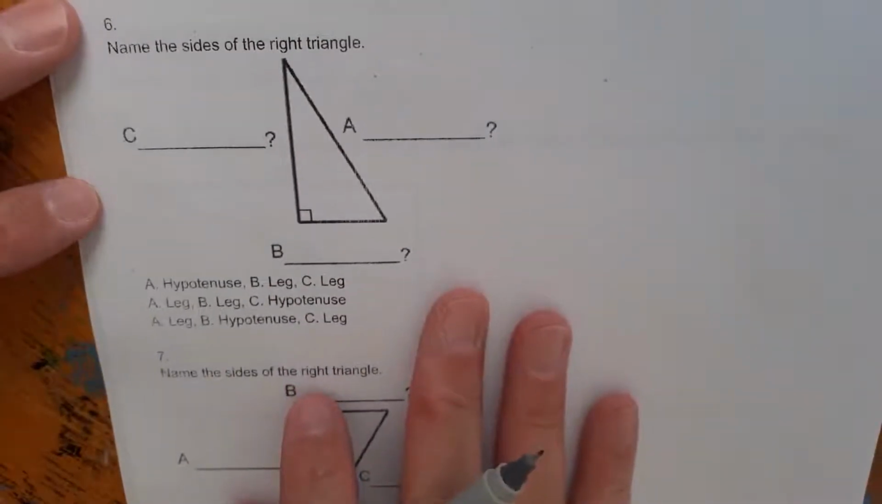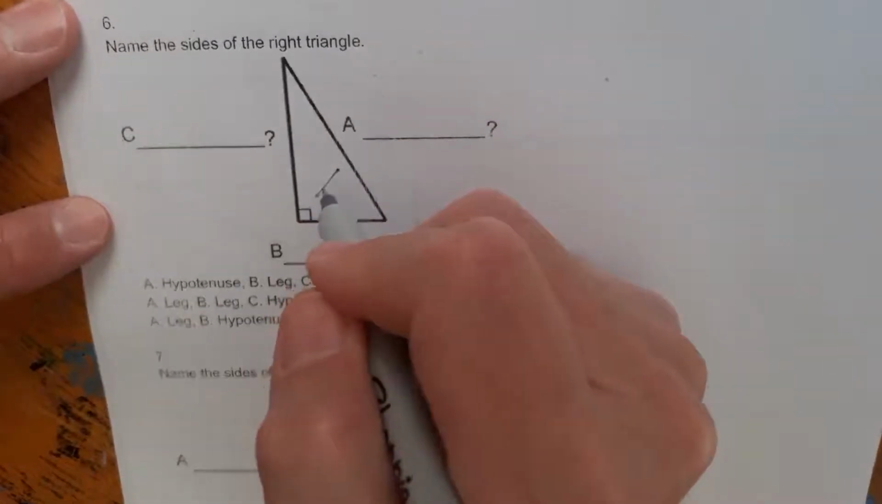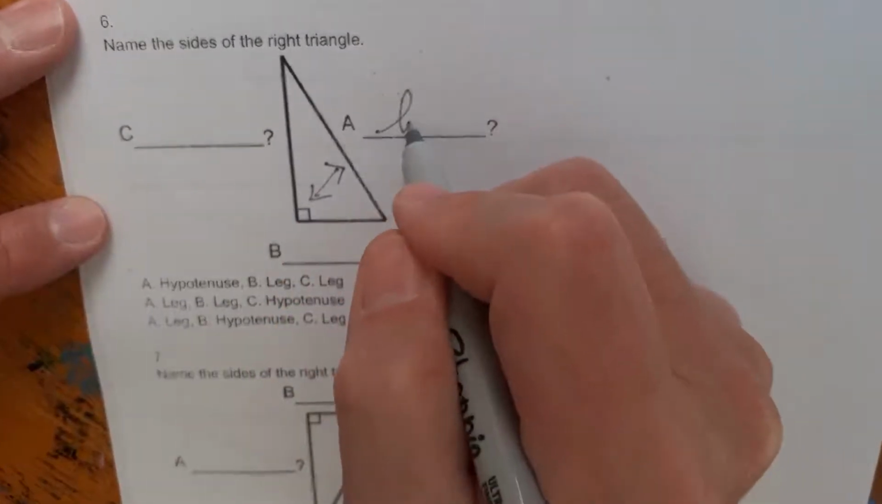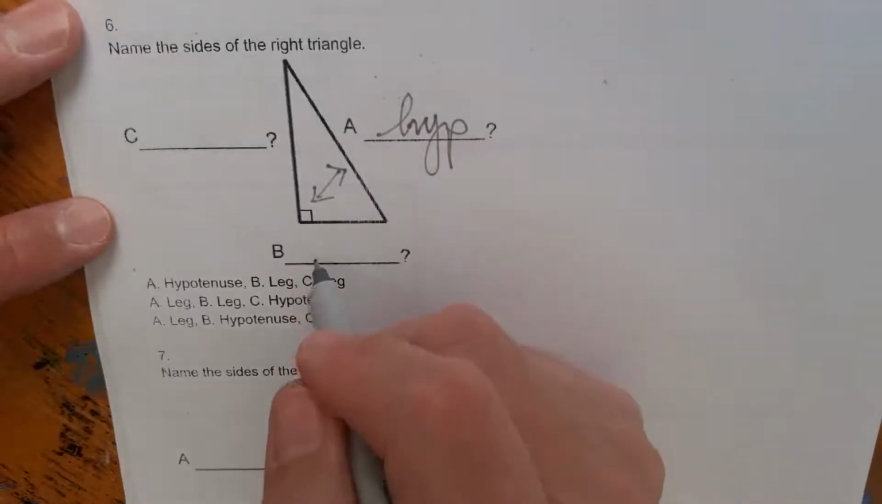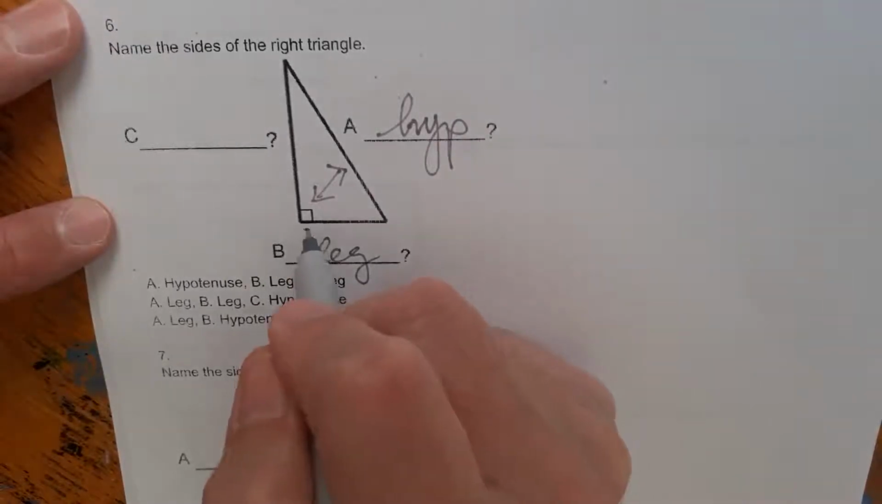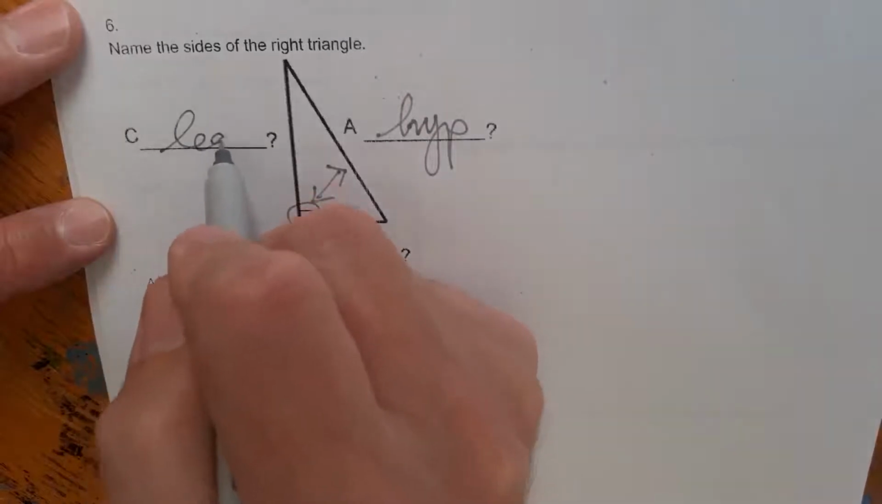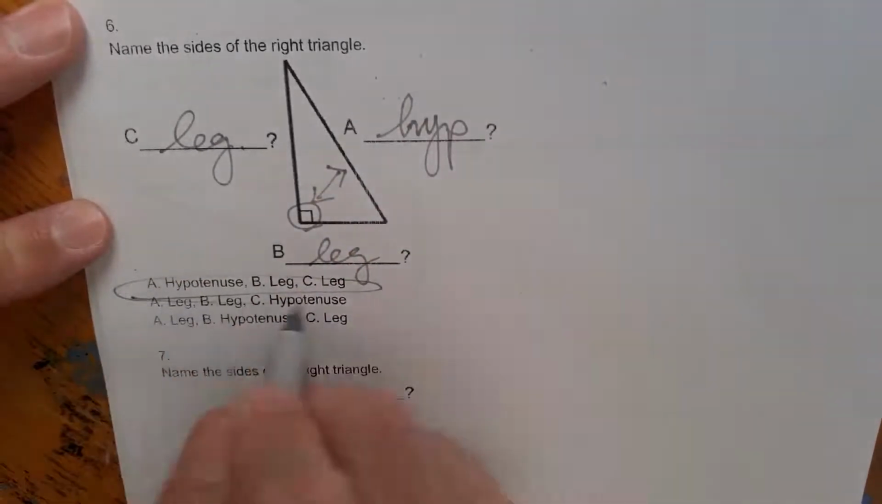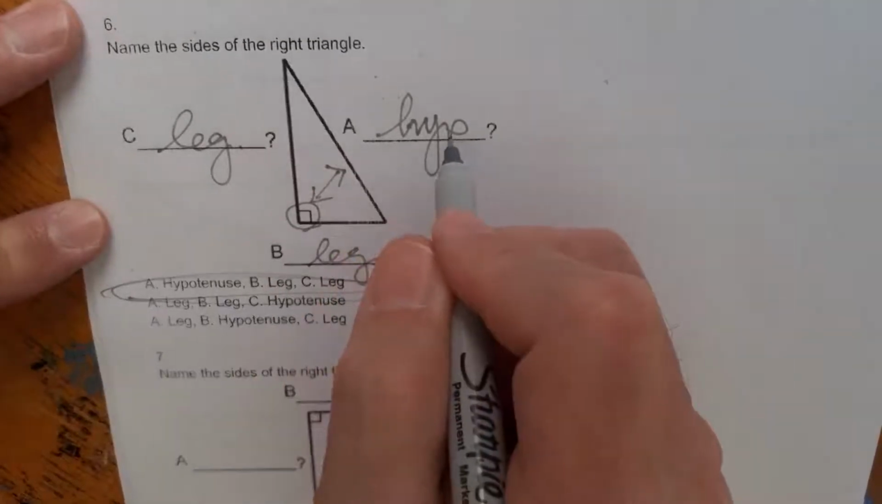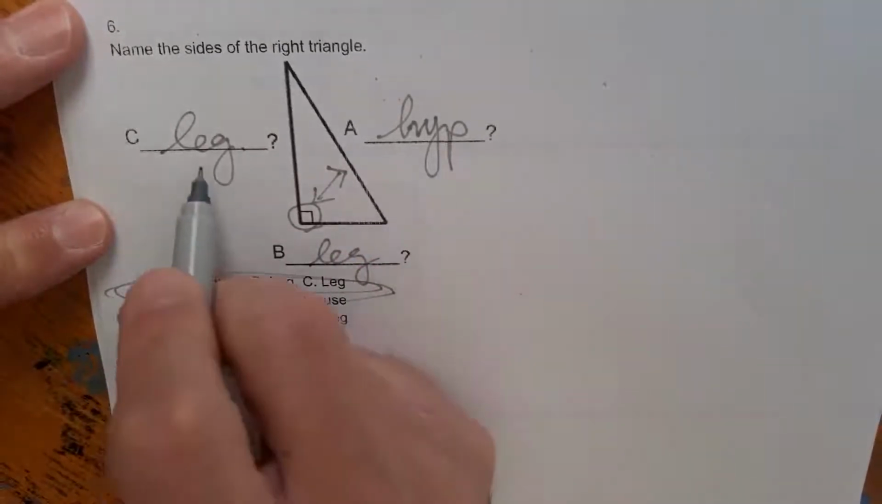Do it again. So let's find the hyp. It's not touching the right angle. This has got to be the hypotenuse. This has got to be a leg because it is touching the 90. And this has got to be a leg because it is touching the 90. So leg, leg, hypotenuse. A is the hypotenuse, B is the leg, and C is the leg.